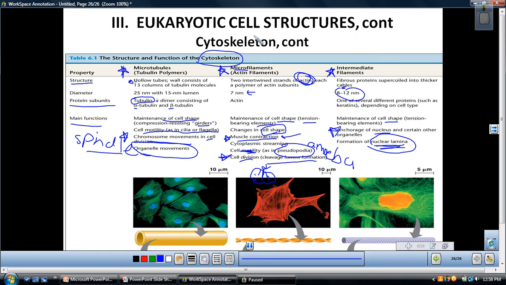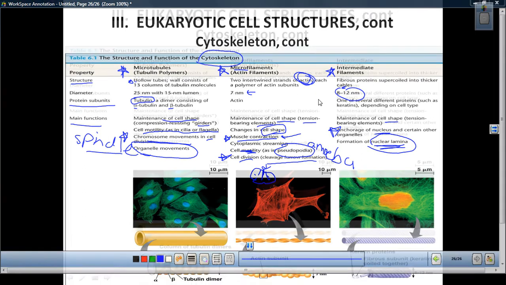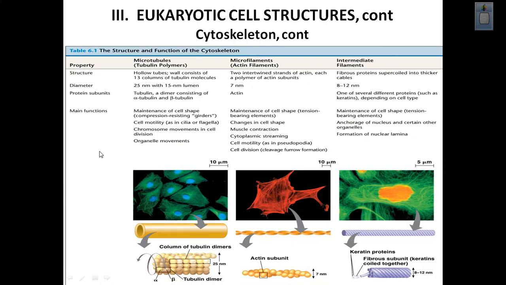So cytoskeleton is really important. I know that's a lot of specifics, but I do want you to know the difference between a microtubule, microfilament, and intermediate filament, and about how those function in the cell.